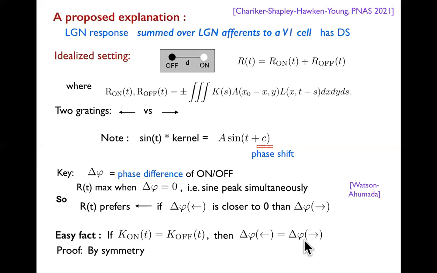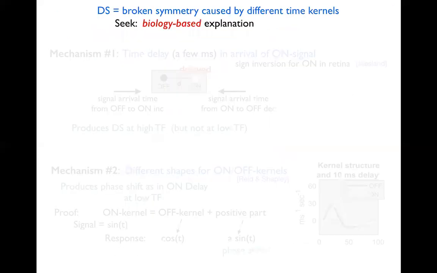It's just by symmetry. You reverse the situation and you can translate your story line by line and you will see that they're the same. So what does that say? That says that the DS comes from the broken symmetry caused by different time kernels. Other things being equal, of course, right? I'm assuming a lot of things, okay?